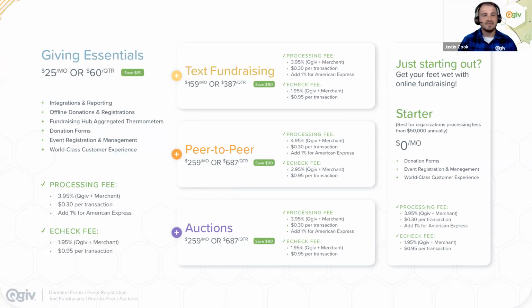And we also have a ton of other great tools that your organization can use for your annual fundraising, including our Giving Essentials package, which has a lot of advanced data and integrations, reporting, and text fundraising tools. You will have text fundraising included in peer-to-peer, but text fundraising specifically for outbound messaging is going to be incredible for your organization as well. And then we also have an auctions package.